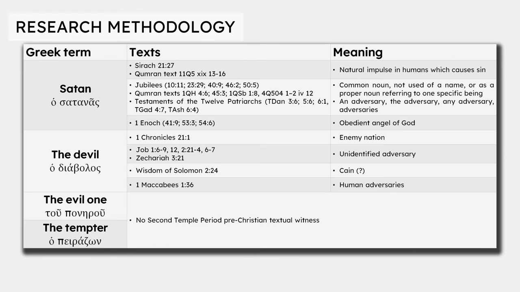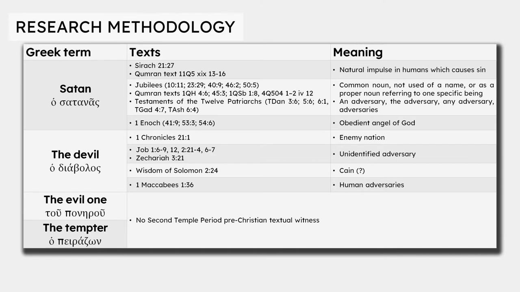I'll describe the image contents for the benefit of anyone listening to this video but not watching it. Briefly, in Second Temple period literature, the term Satan, whether in Hebrew or Greek, is predominantly used as a common noun rather than as a personal name. The term the devil in Greek is rarely, if ever, used to refer to a supernatural evil being. And the terms the tempter and the evil one in Greek have no pre-Christian witness with a reference to a supernatural evil being.